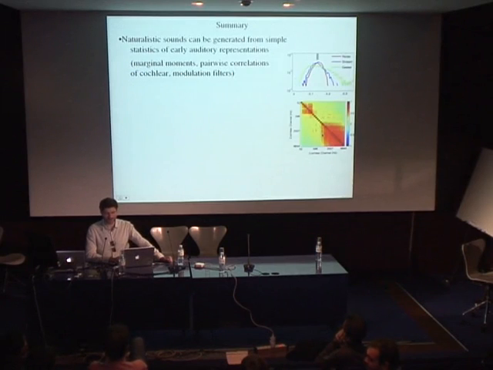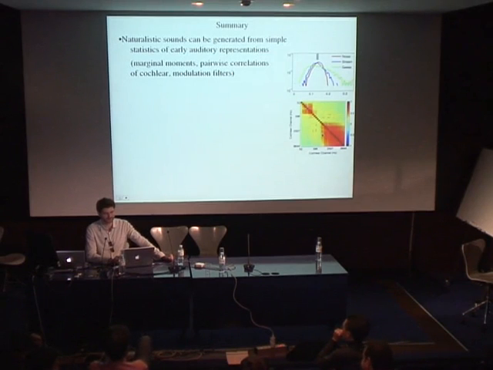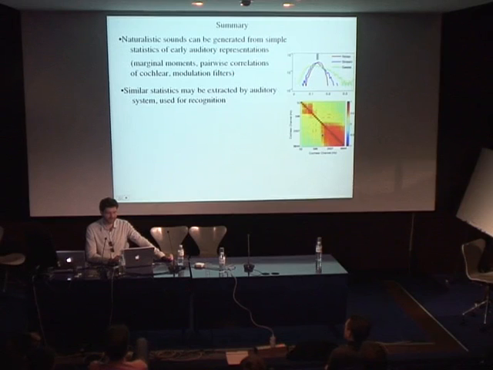So just to quickly summarize, we find that naturalistic sounds can be generated from relatively simple statistics of early auditory representations, things like marginal moments and pairwise correlations of cochlear and modulation filters. And we think this means that similar statistics could be extracted by the auditory system and used for recognition, and that potentially these would also be useful in machine systems.